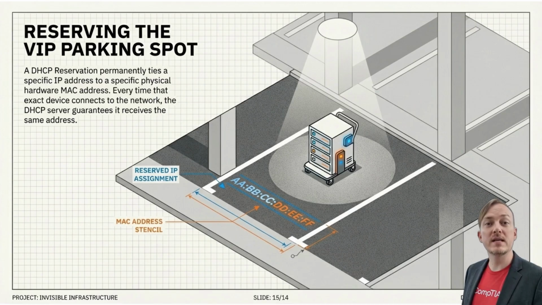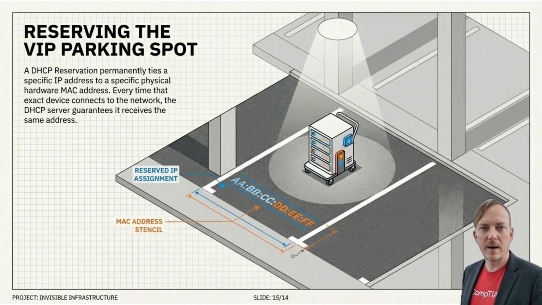Sometimes you want a specific device, like a heavy-duty network printer, to always get the exact same IP without statically assigning it at the machine. You use a DHCP reservation. This permanently ties a specific IP address to the physical hardware MAC address of the device. It's a VIP parking spot. Whenever that MAC address connects, the server guarantees it gets its reserved IP.